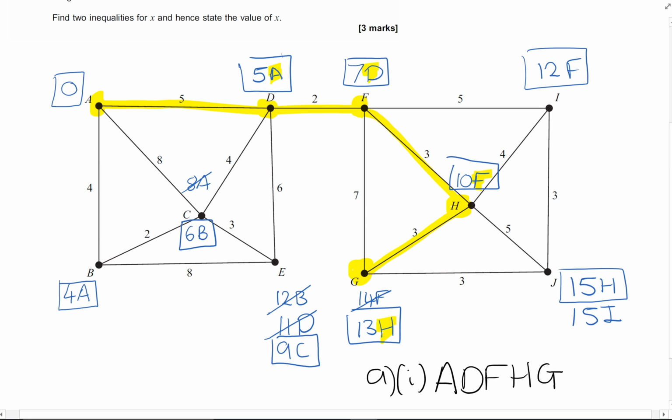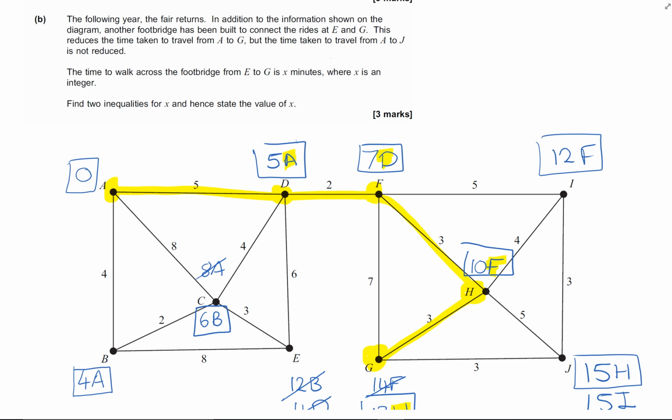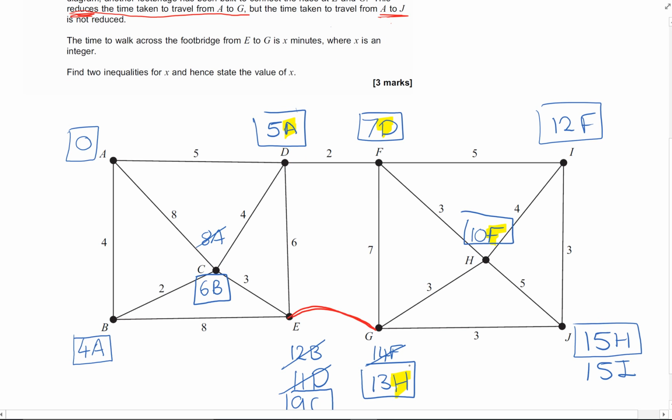Now, scrolling up, we'll have a look at B. So what part B is asking us to do in this question is that there's been this new footbridge that's been put in. So let's draw this in. The new footbridge connects E to G. We're connecting those two there. I'm just going to get rid of this highlight so it doesn't confuse us. So we've got this new footbridge, and it tells us that the time to get to G has been reduced, but the time from A to J has not been reduced. So with this new footbridge, getting to G, what was 13 is now less than it.